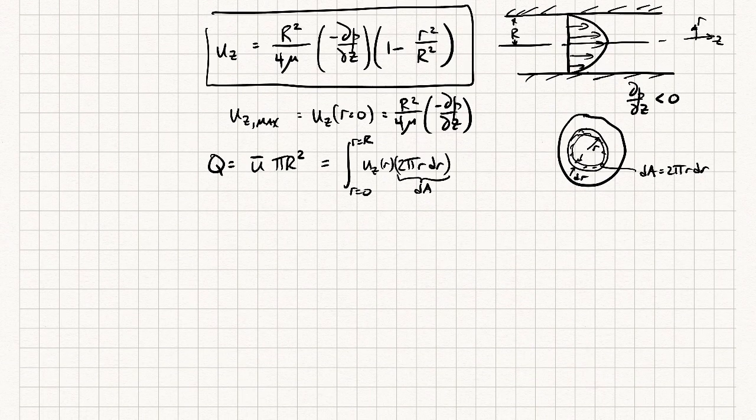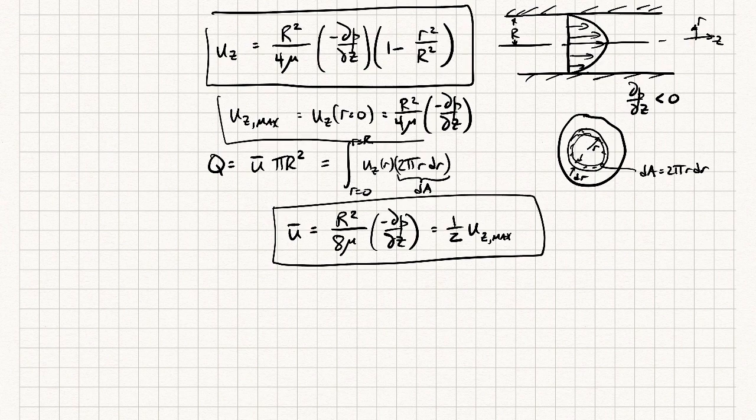And again, I won't force you to listen to me go through all that. I'll just give you the final result. When all is said and done, the average velocity comes out to be capital R squared over 8 mu times minus dp dz. If you look at that for a moment, this expression looks just like that. They're just off by a factor of 2. So the average velocity is actually just 1/2 the maximum velocity. That's a handy piece of information to have.